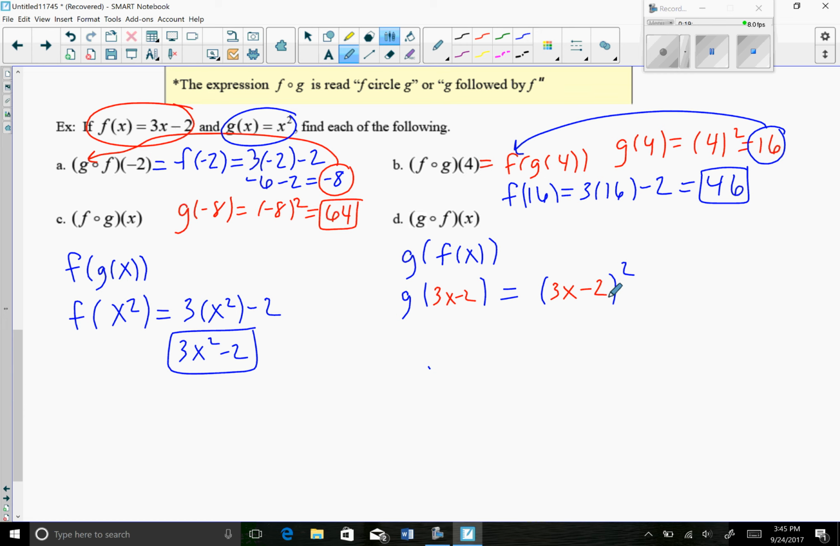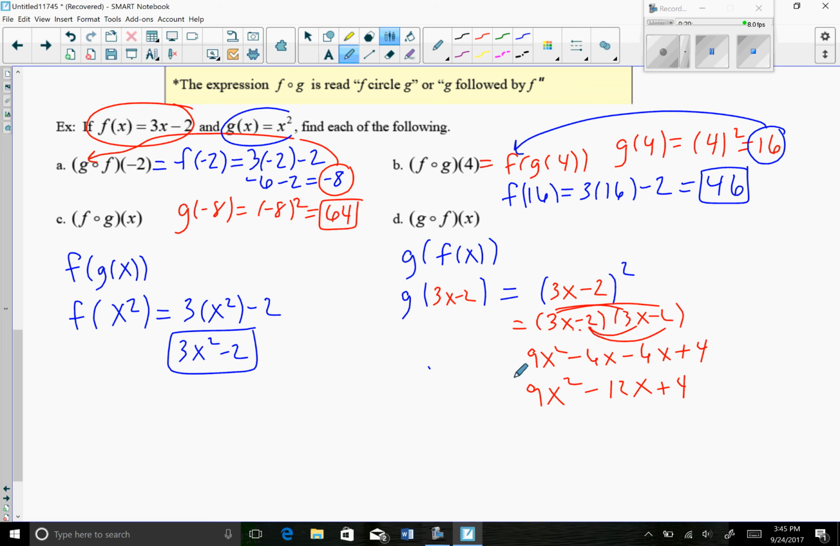So now that I have that, I can go ahead and simplify. If I have something being squared here, that means I would have 3x minus 2 times 3x minus 2, and I'd have to FOIL that out. So that gives me 9x squared minus 6x minus 6x. We'd have the inside terms, and the last terms, negative 2 times negative 2 is plus 4. So 9x squared minus 12x plus 4. And there we have our composite function.